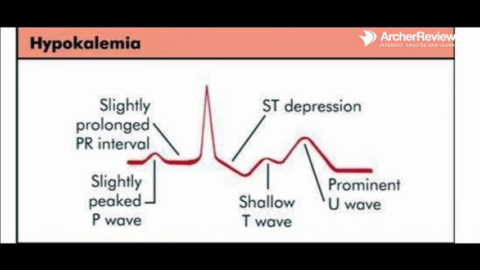There's a good full picture of the electrolyte changes with hypokalemia. We see the slightly peaked P wave, the prolonged PR interval, the shallow T wave, the ST depression, and of course the prominent U wave. Remember that one. All right, we will move on to our last electrolyte abnormality here, magnesium.